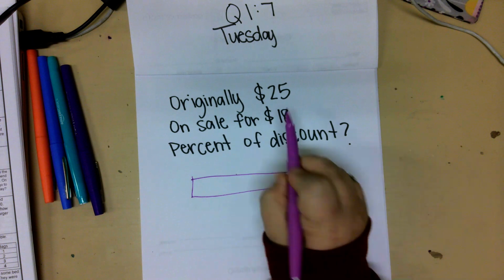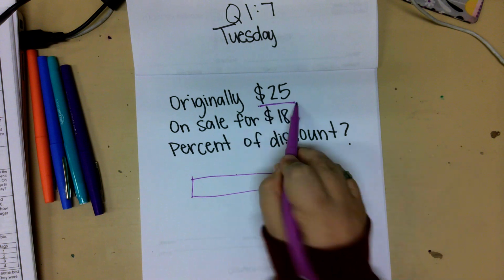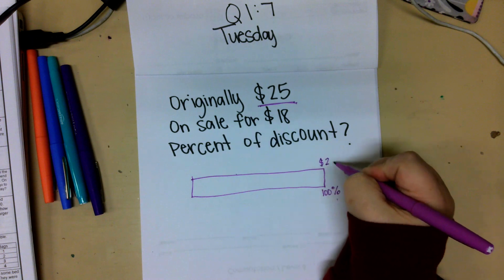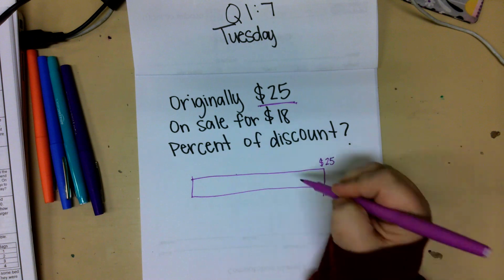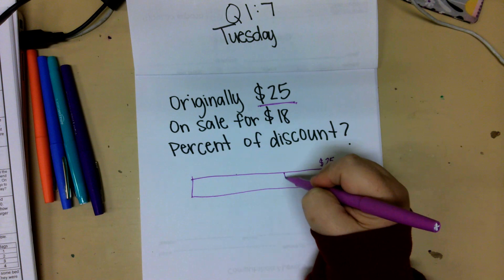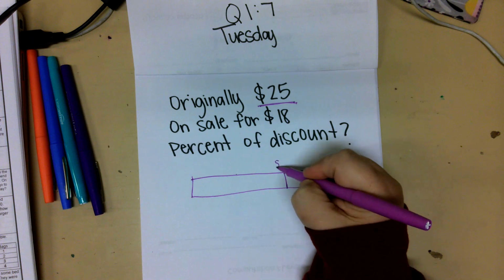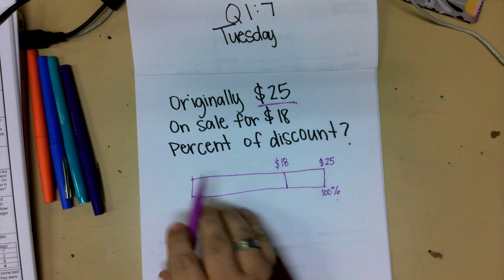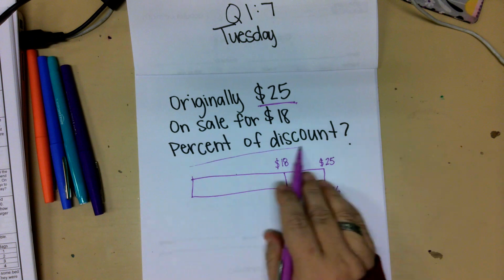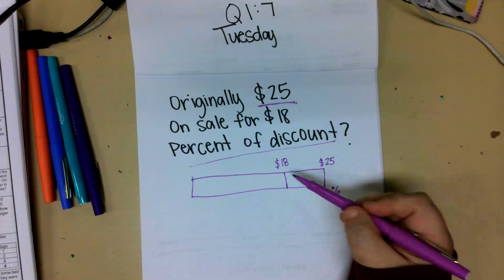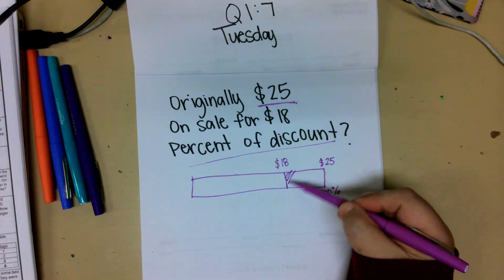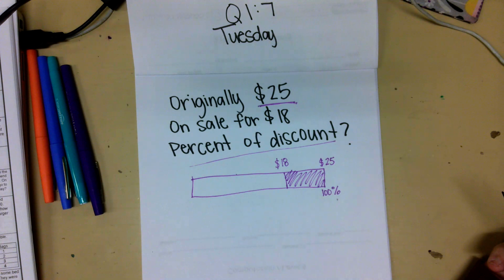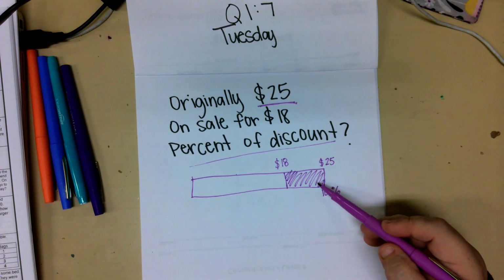And our 100% price, our original price, was $25. What we paid, or what it was on sale was for $18. Okay? And what they want to know is what was the percent of the discount. Now, the discount is this portion here, the portion that we did not have to pay for. They knocked that part off of the price.